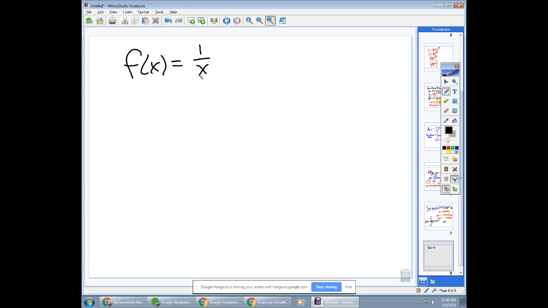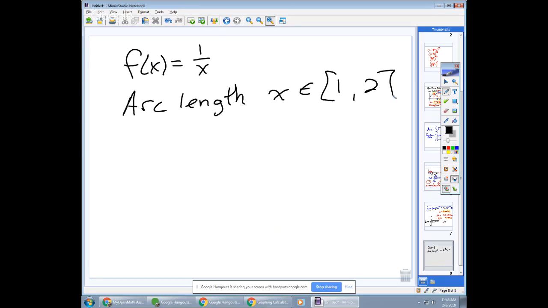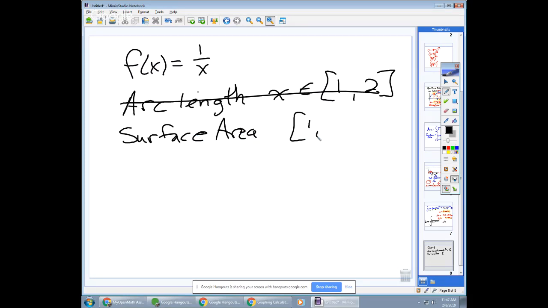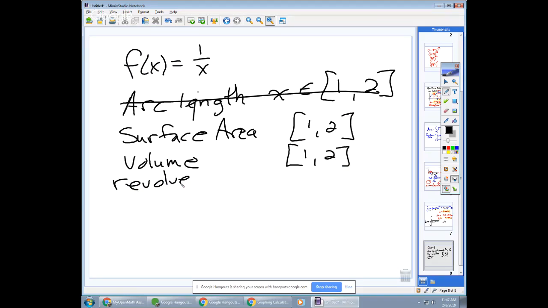We are going to do 2 things. We're going to find the arc length as x goes from 1 to 2. And we are also going to find the surface area. Let's see, no. I don't want to do arc length at all. Take that back. I want to do surface area from 1 to 2. And I also want to find the volume from 1 to 2. And to do that, we're going to revolve around the x-axis. So that's what we're going to try to do here.